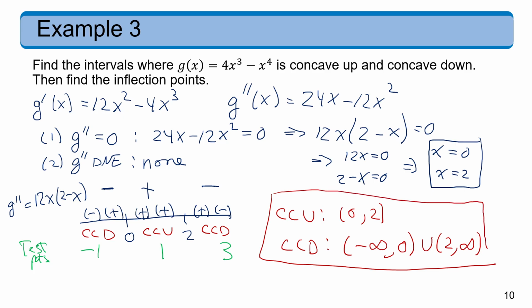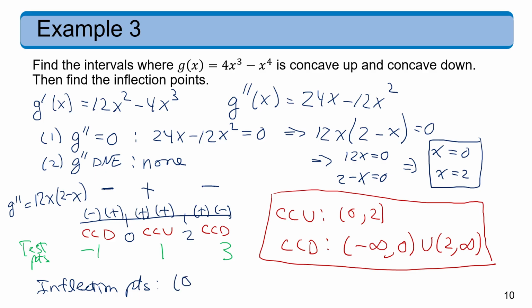Oh, there was one other thing. Find inflection points. So looking back at our number line, look for any points where the concavity changes. And notice we had one here at 0, changed from down to up, and we had another at 2 because it changed from up to down. And usually we give our inflection points as ordered pairs. Okay, so one of them has x-coordinate 0.